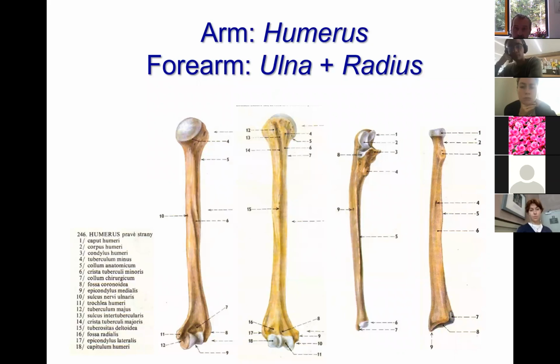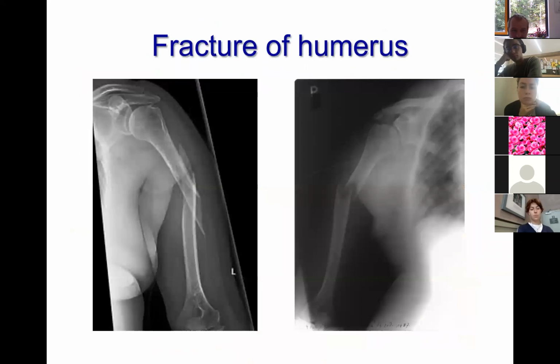And now we should move to arm and forearm. Arm and forearm is your homework. No details today. The only detail is here. You can see this terrible fracture of the shaft. And if you fracture the humerus here, a nerve will suffer. So in anatomy, we have a structure which is called a groove for radial nerve. In Latin, we call it sulcus nervi radialis, a groove of radial nerve.